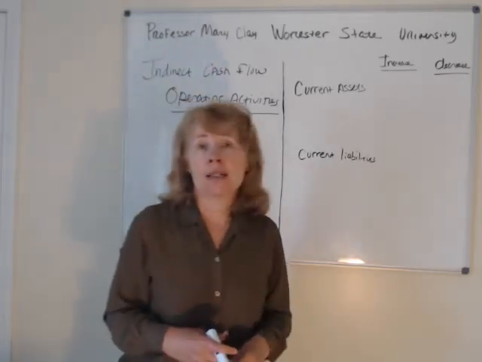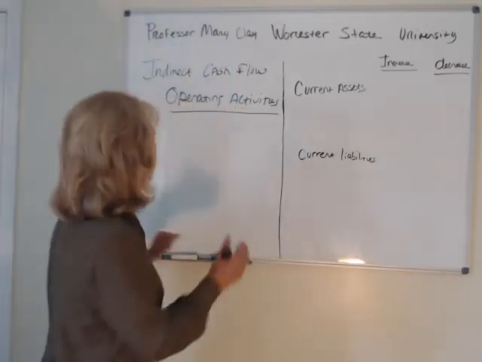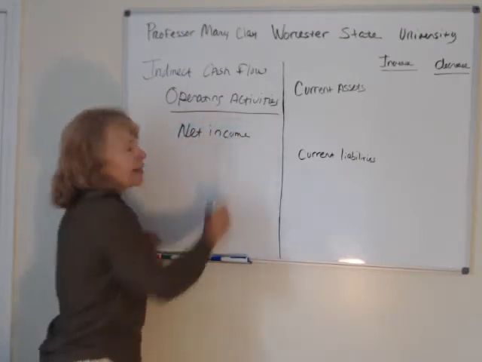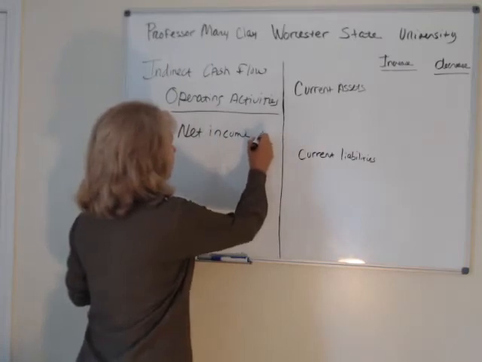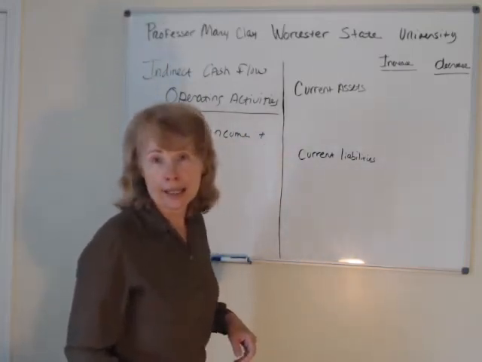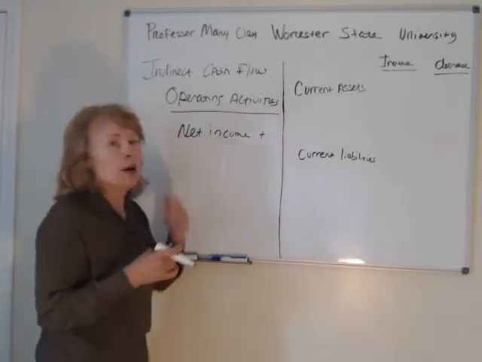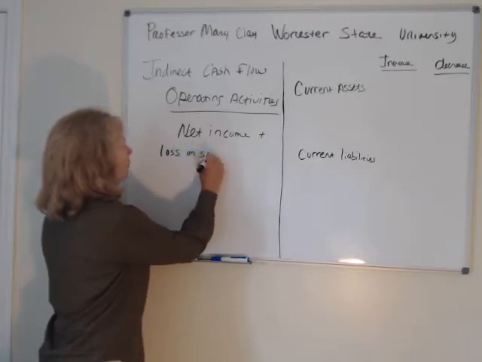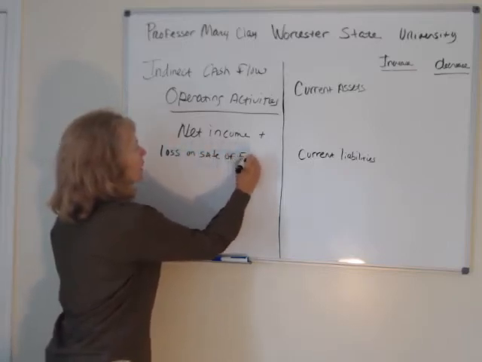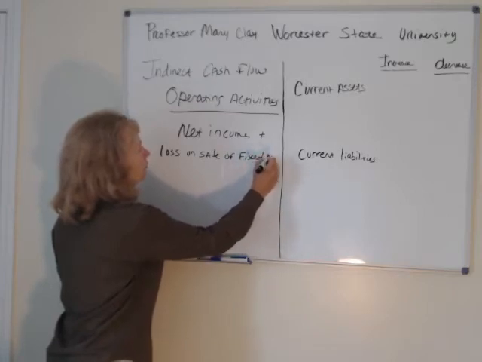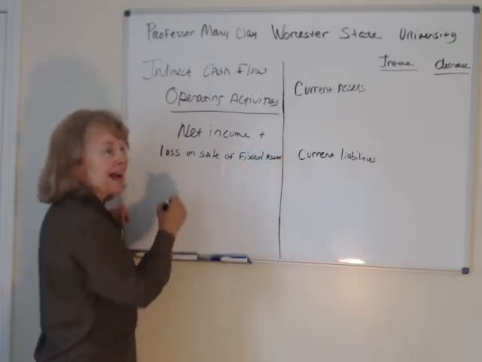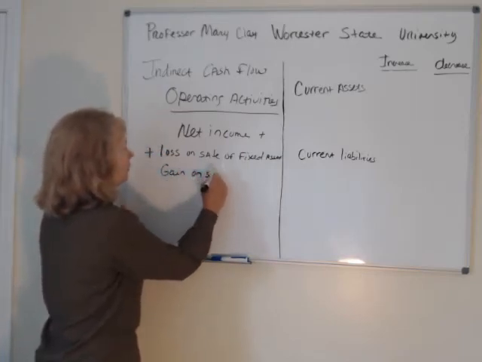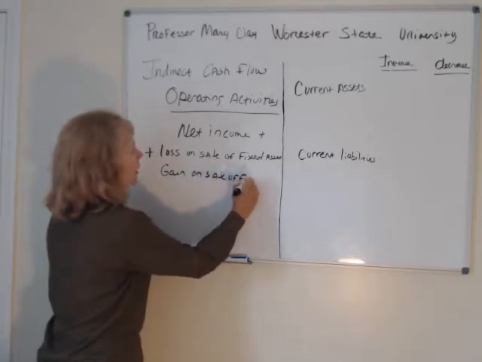All right, so indirect method, what do you always start with? Number 1, always start with net income. Well, that's always a positive, right? If it was a loss, it would be negative. Next thing that you look for is a loss on sale of fixed asset. You'll always add that.